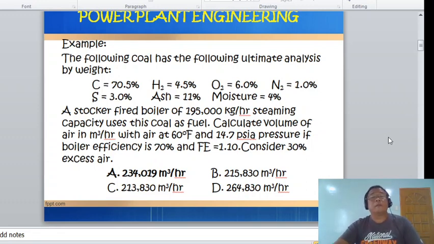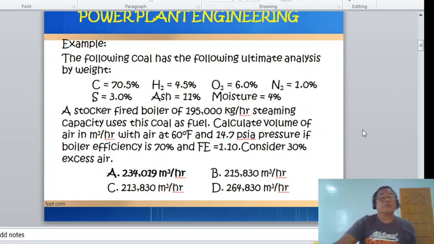The following coal has the following ultimate analysis by weight. Carbon is 70.5%, hydrogen is 4.5%, oxygen is 6%, nitrogen is 1%, sulfur is 3%, ash is 11%, and moisture of 4%. A stoker-fired boiler of 195 kg per hour steaming capacity uses this coal as fuel. Calculate the volume of air in cubic meter per hour with air at 60 degrees Fahrenheit and 14.7 psi pressure. If boiler efficiency is 70% and factor of evaporation is 1.1, consider 30% excess air.